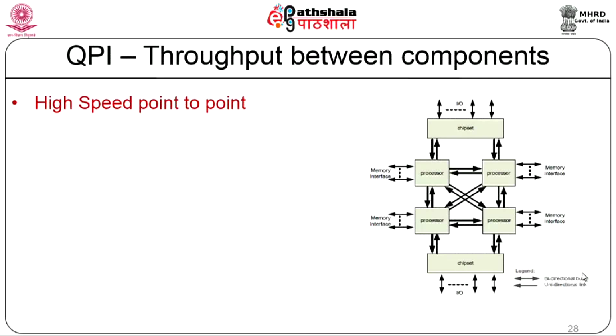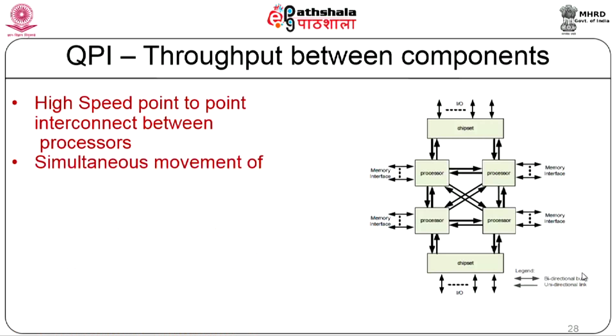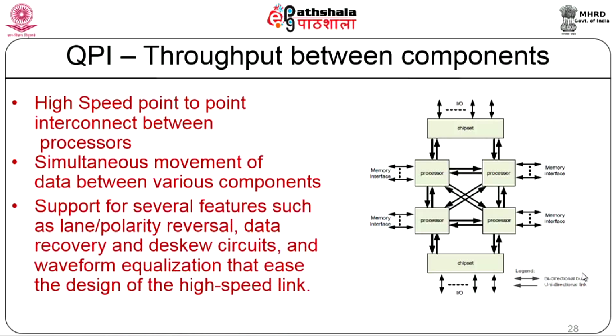So, basically to give you a feel of what your QPI is, it is a high speed point to point interconnect between processors. You can see from the diagram on the right that every processor is connected to every other processor, and there is a simultaneous movement of data between the various components. There is support for several features like lane polarity reversal, so that routing becomes easier, data recovery and DC skew circuits, and waveform equalization, that is the design of the high speed link.